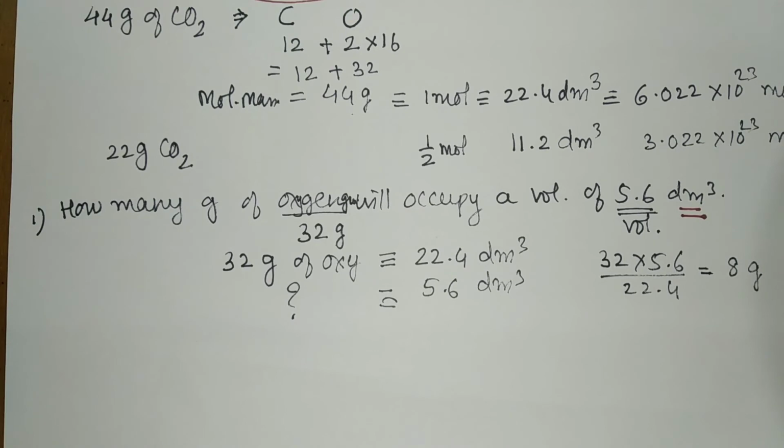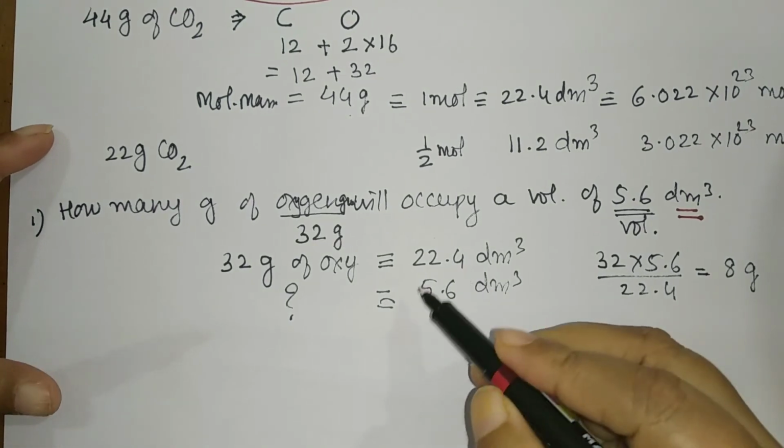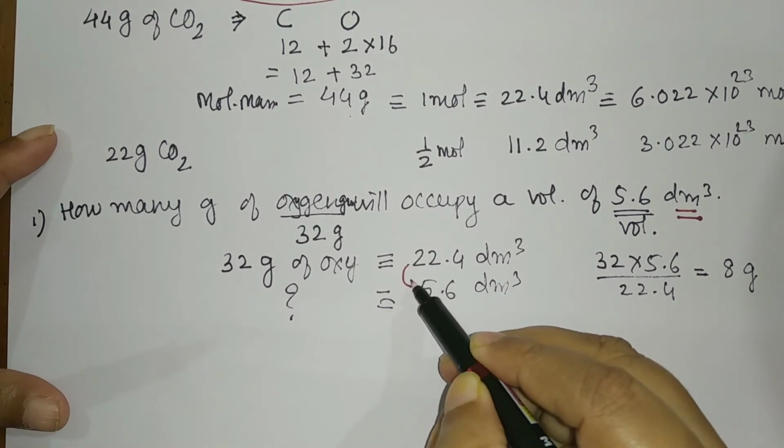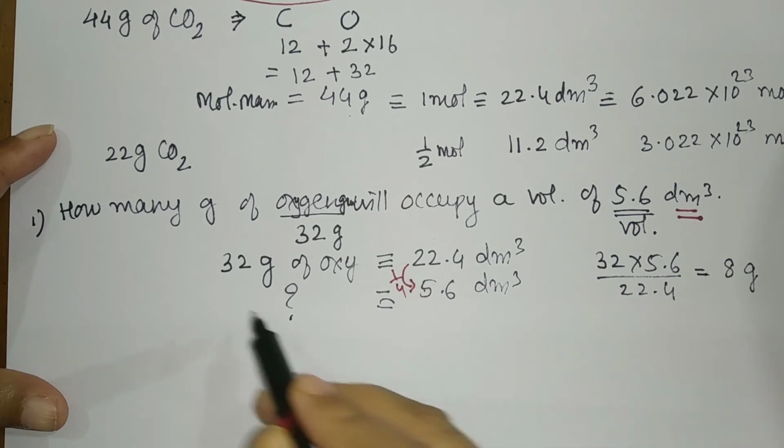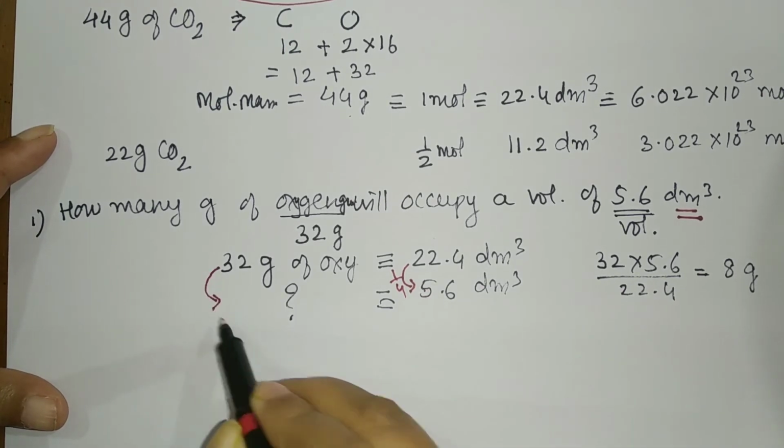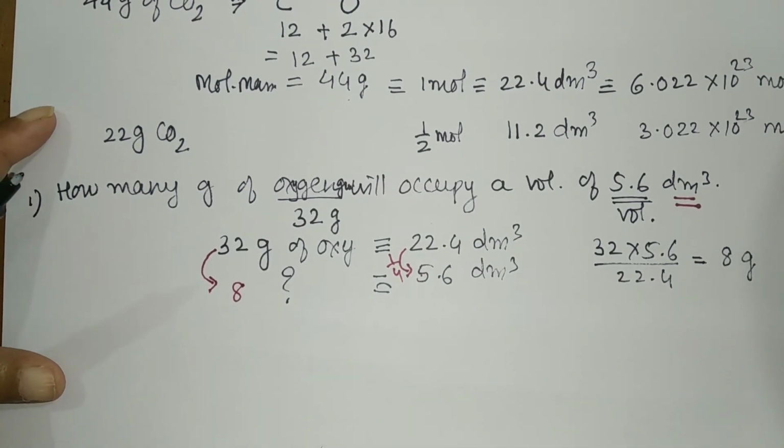Now students, there is one more trick. If the same question is asked for MCQs, then how you can do this? If I see this has become 1/4. Volume has become 1/4. So this will also become 1/4. And so the answer will be 8 gram.